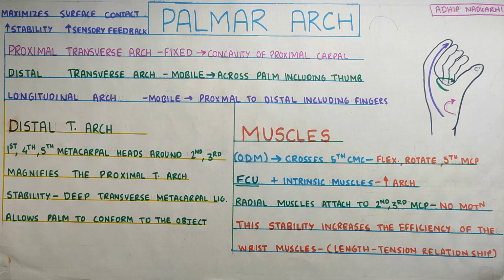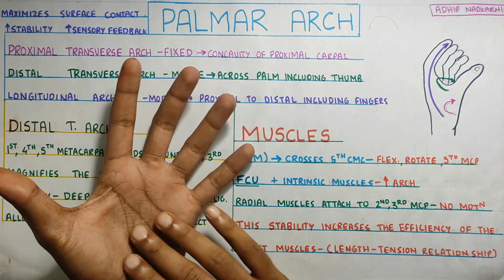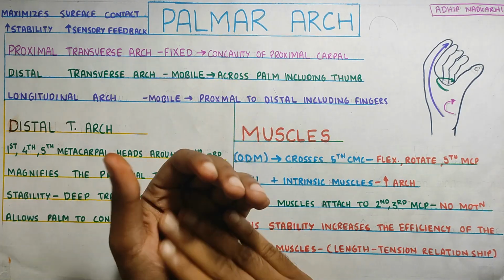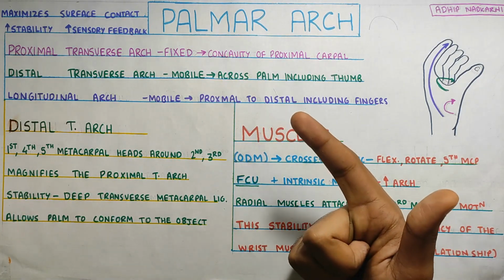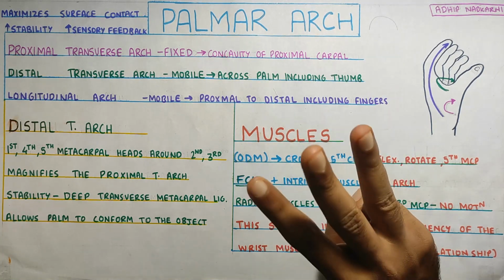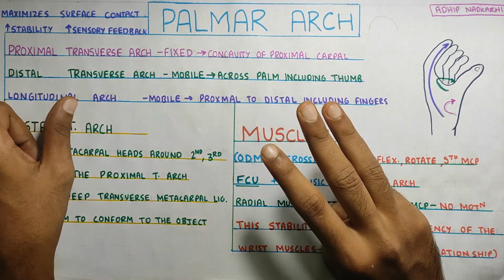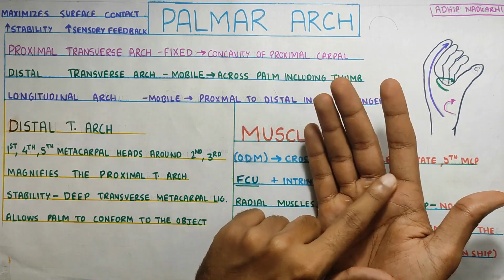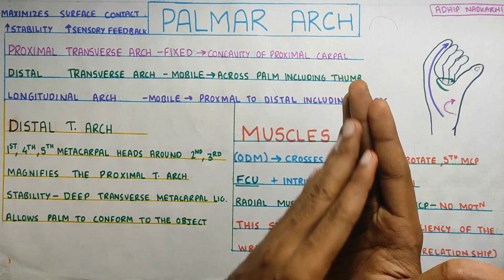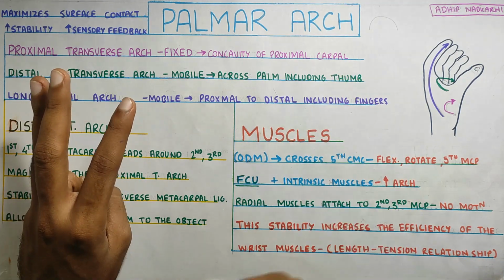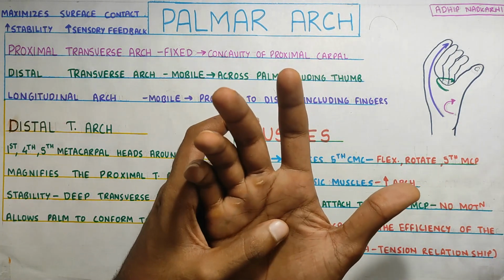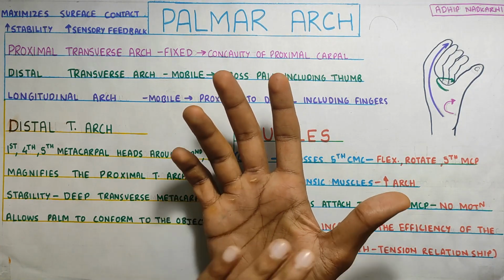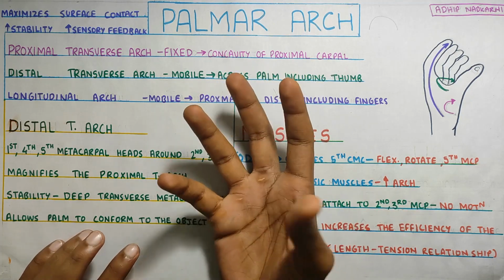Okay, so now let's quickly summarize the topic. The palmar arches help us to conform to different surfaces and increase the surface contact, which will improve stability and sensory feedback. And to do this, we have three major arches. There is the proximal transverse arch over here, the distal transverse arch over here, and then the longitudinal arch over here. These are the three arches. In the distal transverse arch, the second and the third metacarpal are very fixed in comparison to the fourth, fifth and first, and that's where the movement mostly occurs.